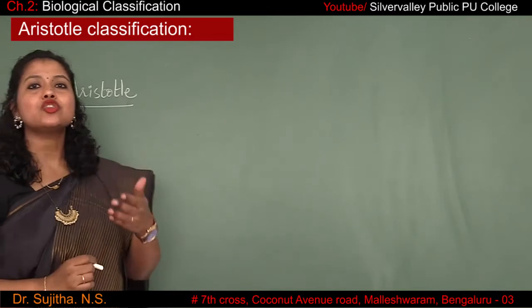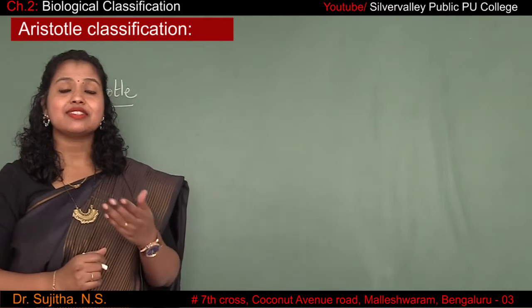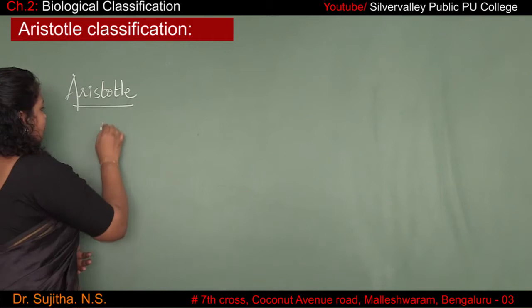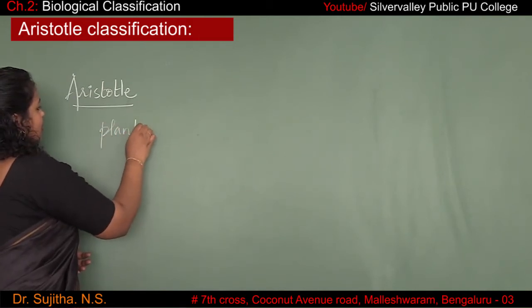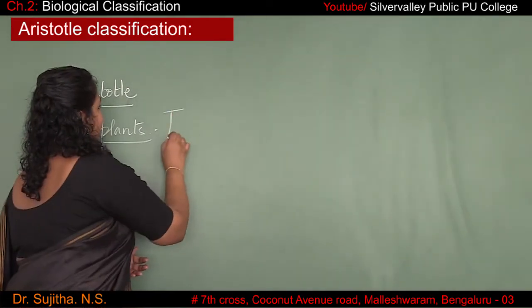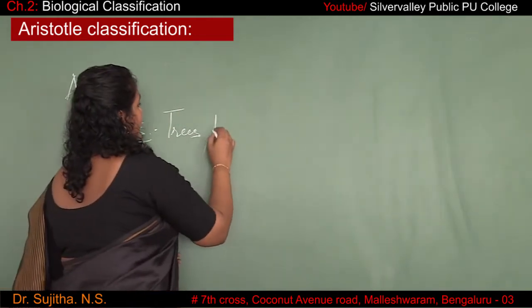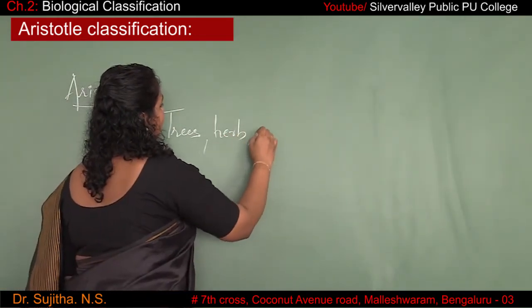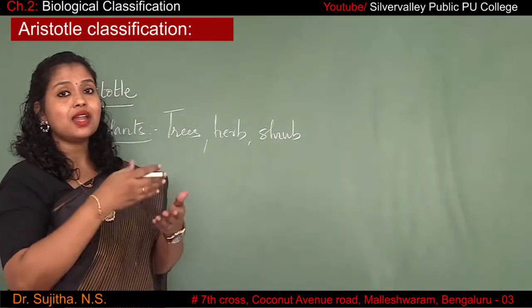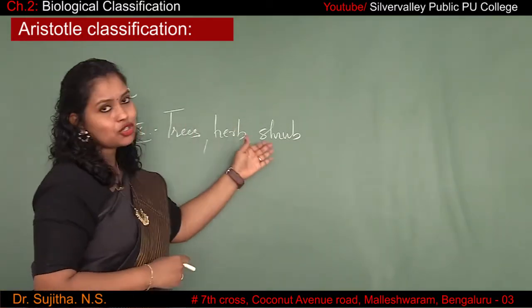So, how did Aristotle classify the living organisms? First of all, let's say for example, plants. He classified the plants into three different types. That is, one group was tree, the other group was herb, and the other group was shrub. So he classified the plants in three different manners: trees, herbs and shrubs.